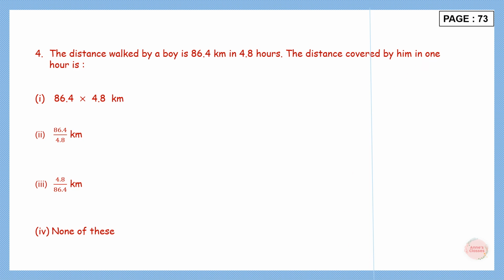So if you have to write a simple statement, we can say in 4.8 hours, he walked 86.4 kilometers. So in 1 hour, it is going to be division, that is 86.4 divided by 4.8. Now let's see our options. Here we have 86.4 divided by 4.8 kilometers. So this is our answer, option 2.